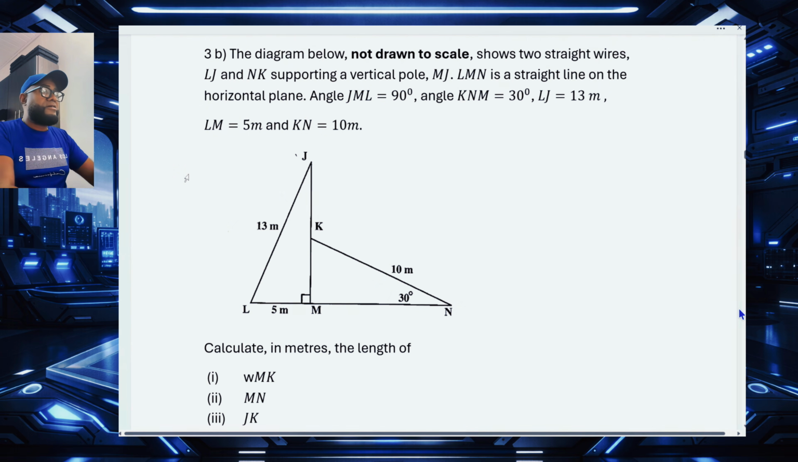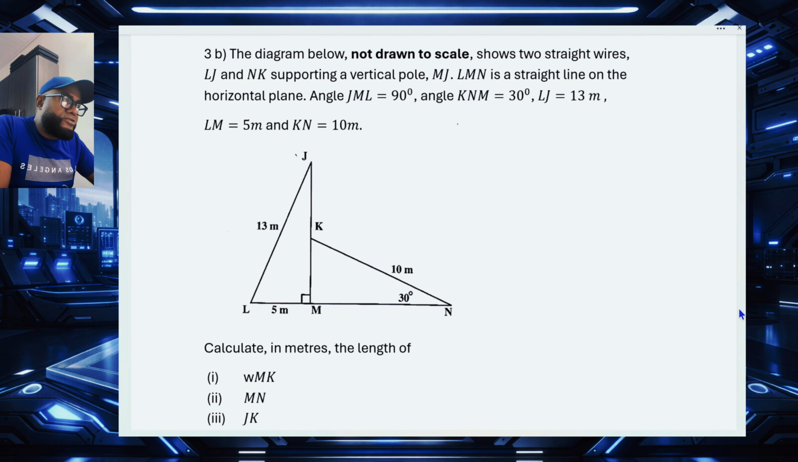36.87 degrees. So the diagram below, not drawn to scale, shows two straight wires, L to G and N to K, supporting a vertical pole, right? Your vertical pole will be this pole in the middle here, which is GM or MG. You have it as MG. L, M, N, L to M to N is a straight line. You're seeing it as a straight line there on the horizontal plane. Angle JML is 90. They already have that written in, right?